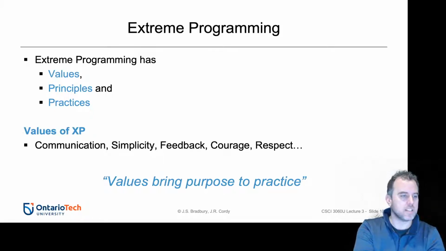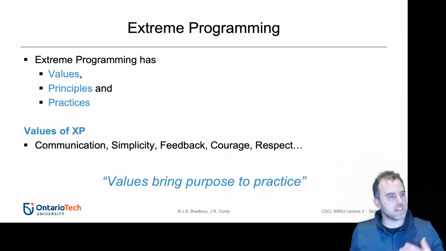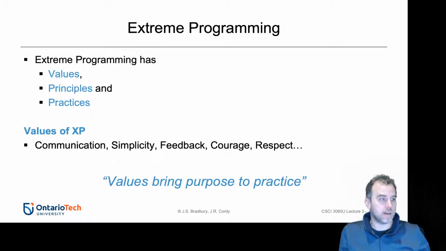The types of values that they have in extreme programming are things like communication, which we've seen, simplicity, which we've seen, and feedback. I don't think that was in there before, but it's important. It's related to communication. Courage and respect, those weren't in there, but the word trust was in there before. But you're seeing some very similar or related values in extreme programming to general Agile.